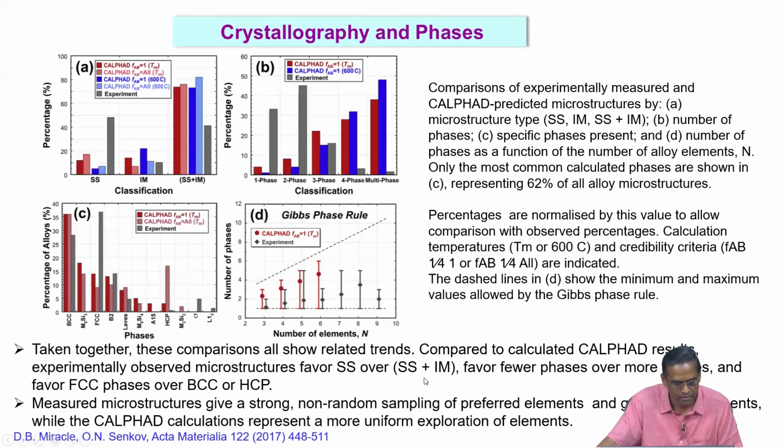So this is an idea. FCC is considered to be a highly favorable phase formation in the microstructure. And measured microstructures give a strong non-random sampling of preferred elements and grouping of elements, while the CALPHAD calculations represent a more uniform exploration of elements. So what it tells is that the experimentally observed solid solution and intermetallic phases more or less agree with what CALPHAD predicts.